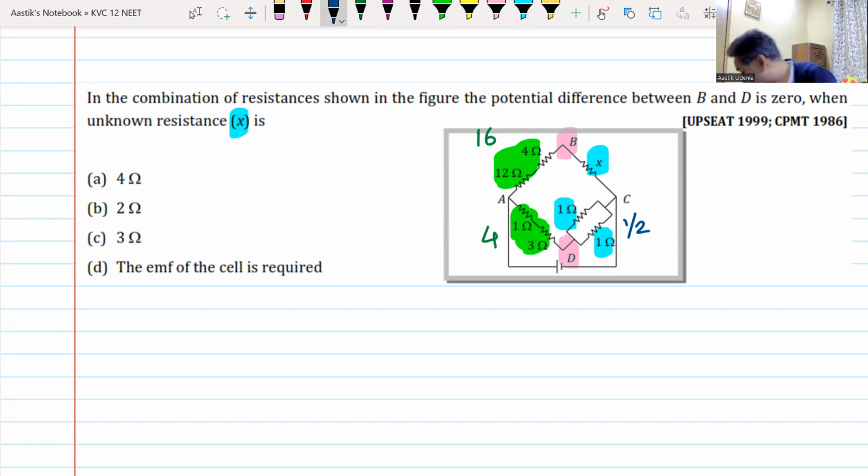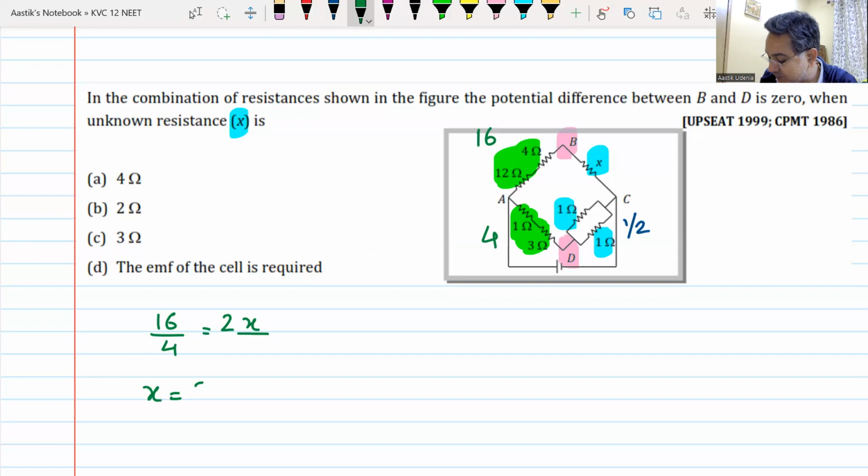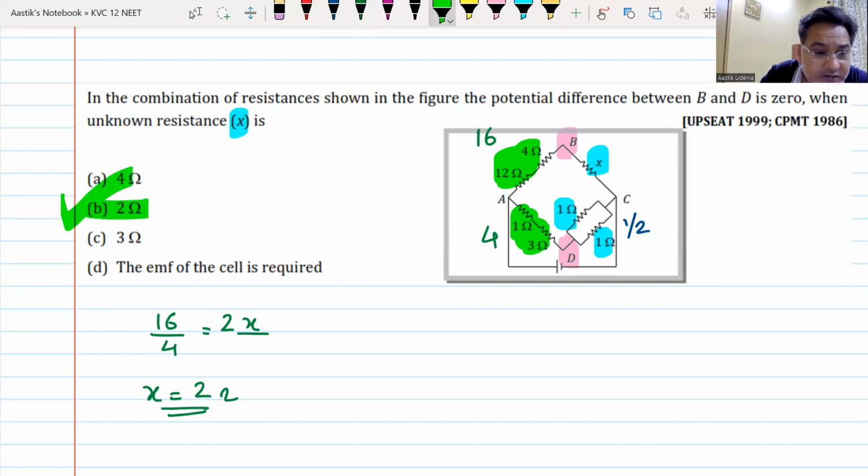The ratio has to be the same. That means 16 by 4, which is nothing but 4, will be equal to x divided by half. Divided by half means 2 comes in the numerator, 2x. So x becomes simply equal to 2 ohms. That is the answer that we are looking at. Do we understand this? Yes or no?